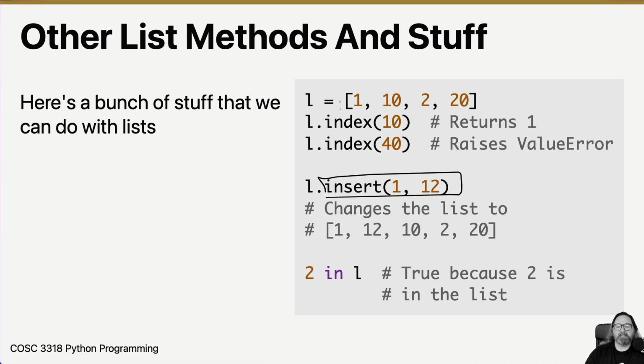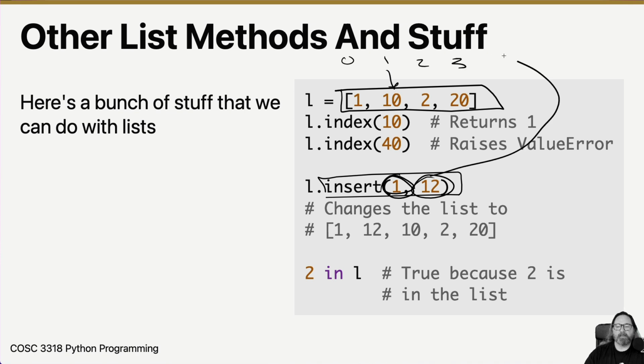So what this does, the original list is 1, 10, 2, and 20. And we're going to insert the value 12 at index 1. So at index 1, right here, remember 0, 1, 2, 3. It's going to take 12 and put it inside here and take all of these values and shift them right. So after inserting 12 at 1, we have 1, the new value that was inserted at index 1, and then 10, 2, and 20, which got moved over in the list.